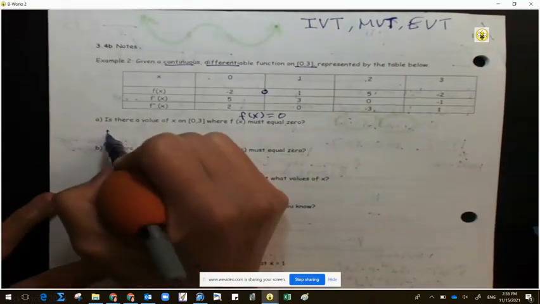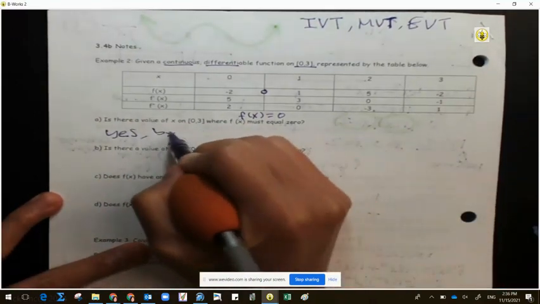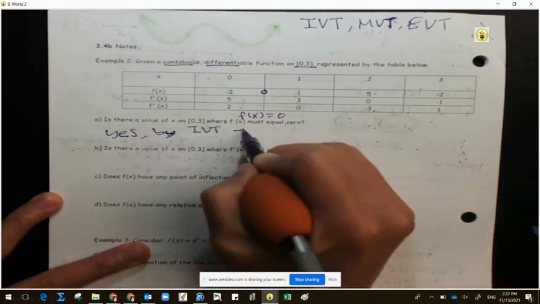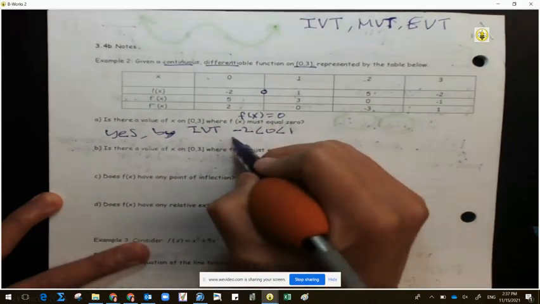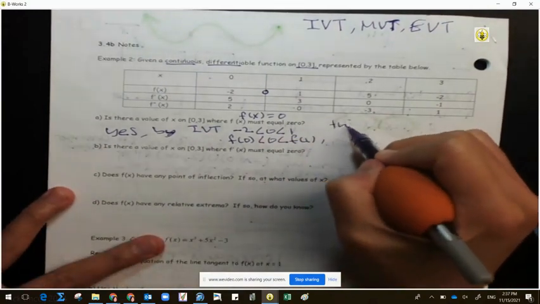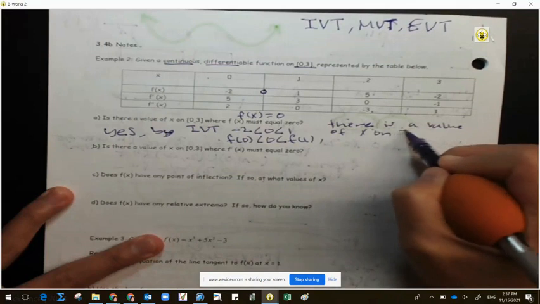So we know, yes, is there a value? Yes, there is. And I'm going to write out by the intermediate value theorem, negative 2 is less than 0, less than 1, and specifically with the domain, f(0) is less than 0, less than f(1), because 0 is between negative 2 and 1, the f(x) values. So I'm going to write out there is a value of x on the interval.